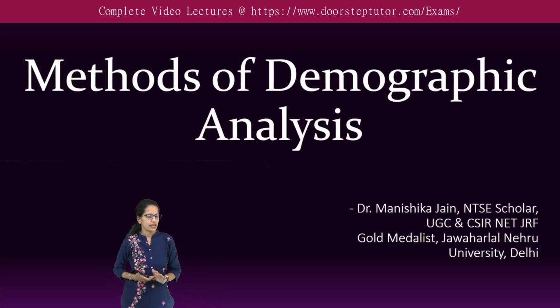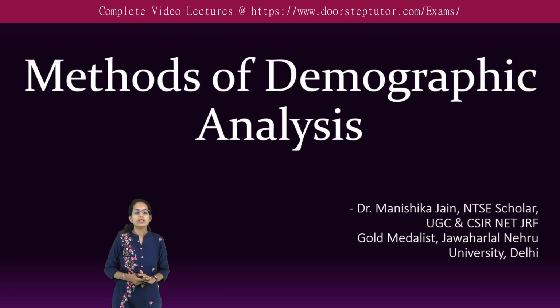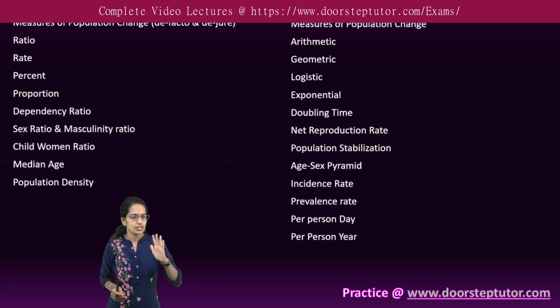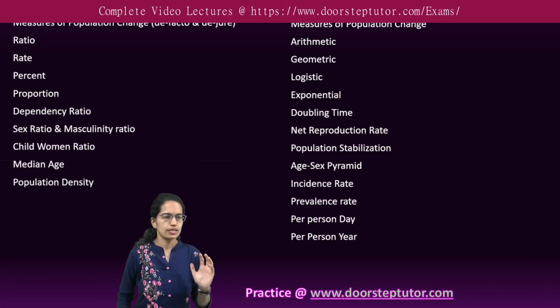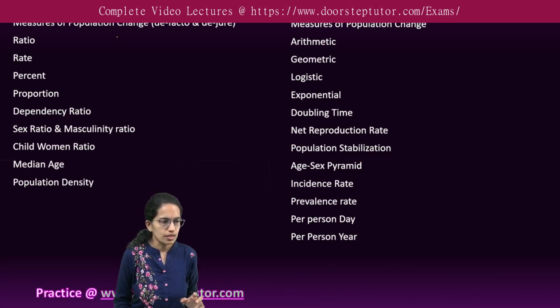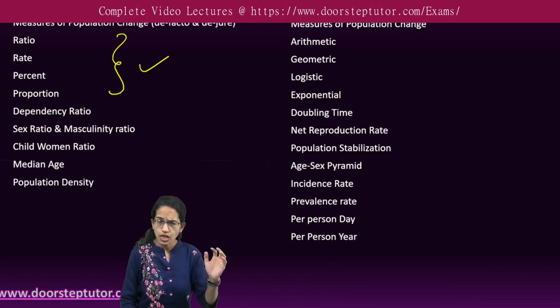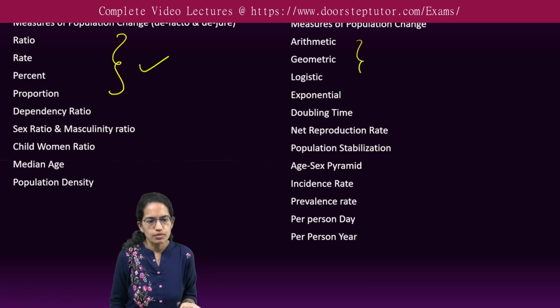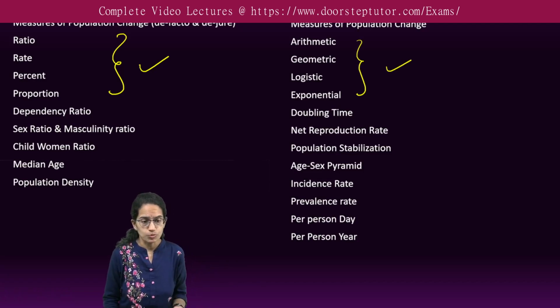Welcome. When we are talking about the various methods for analysis under demography, we need to understand some of the important terms and concepts. So this lecture is solely focused on understanding those things. Now, under measures of population change, we would focus on the terms ratio, rate, percent, proportion. How are they different? Under population change measures, we would talk about arithmetic, geometric, logistic, and exponential growth.